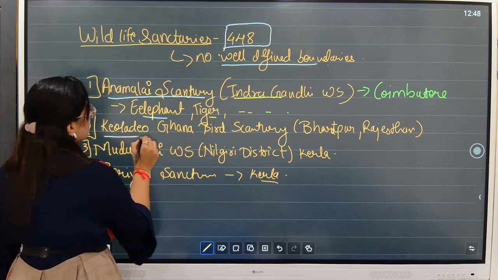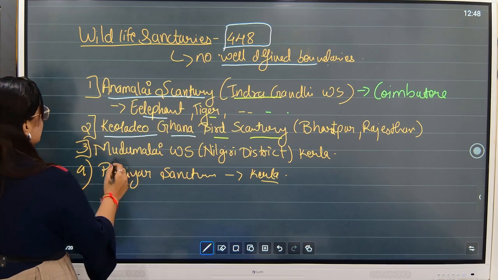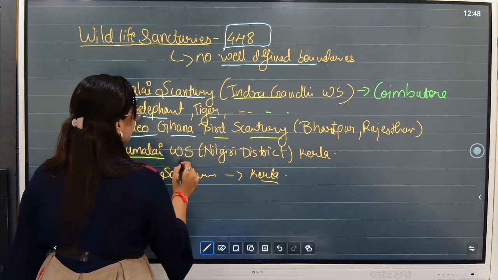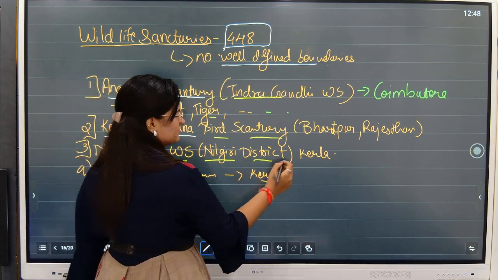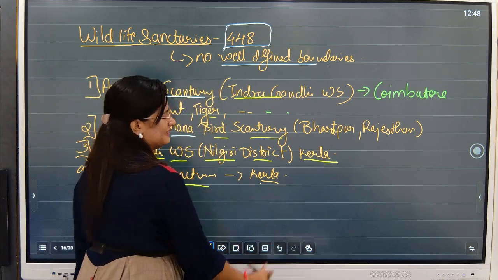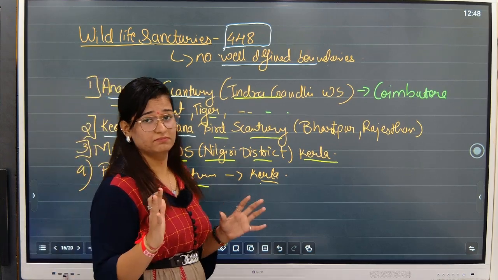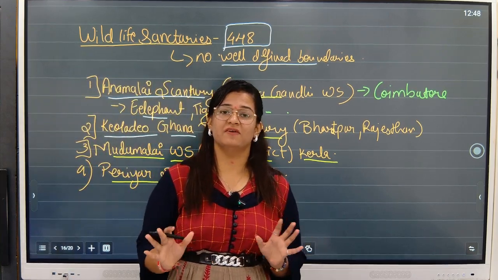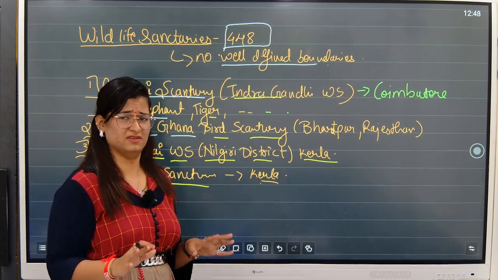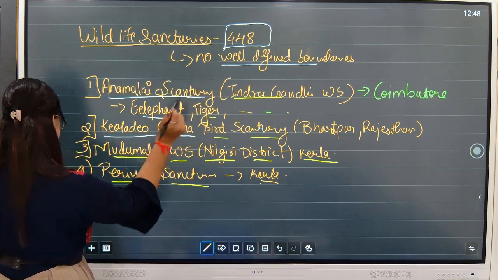Next we have Keoladeo Ghana Bird Sanctuary, which is in Bharatpur, Rajasthan. Then Mudumalai Wildlife Sanctuary, which is in the Nilgiri district, and Periyar Sanctuary, which is in Kerala. So Kerala has a very good diversification of all the organisms. They have a lot of national parks and all those things. It's a really good place to go. You guys should really go there.